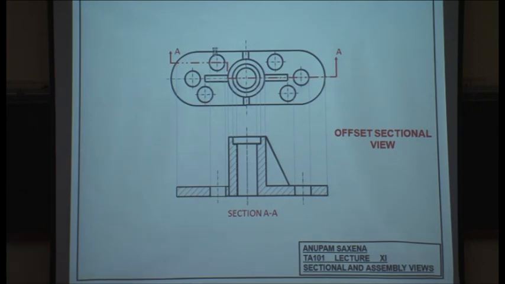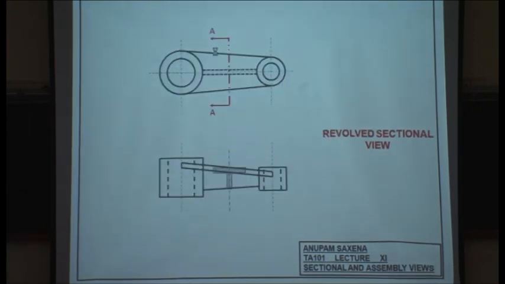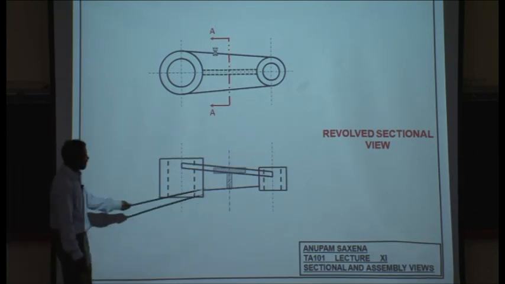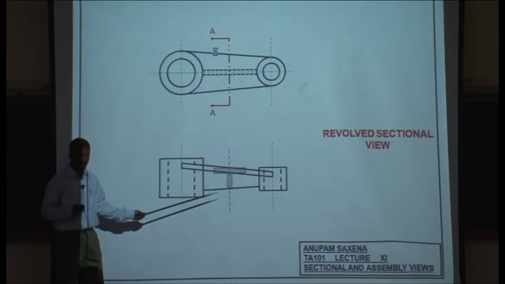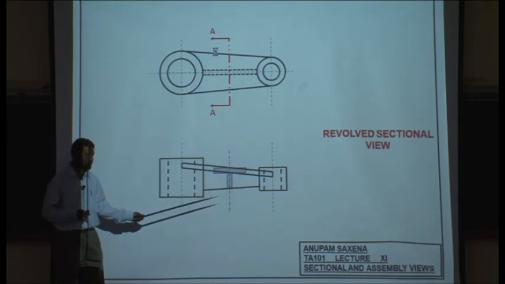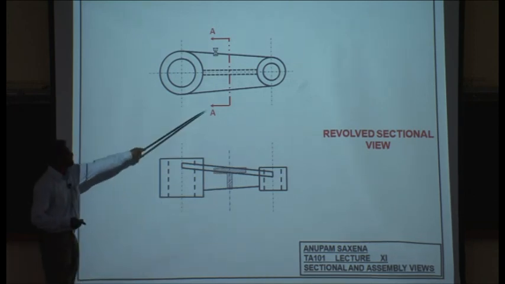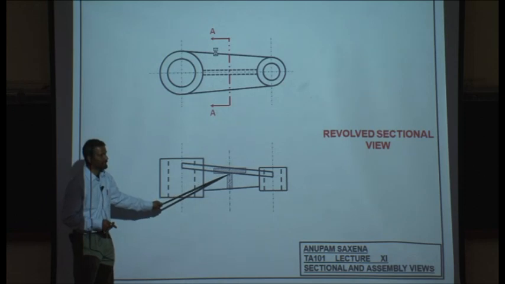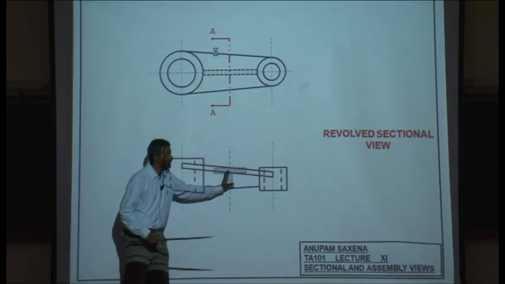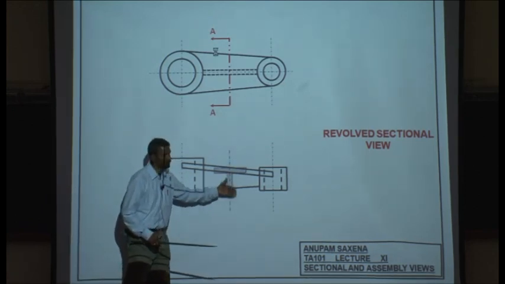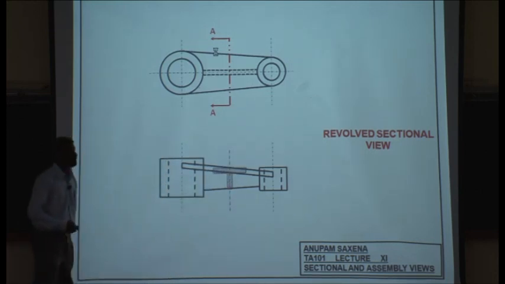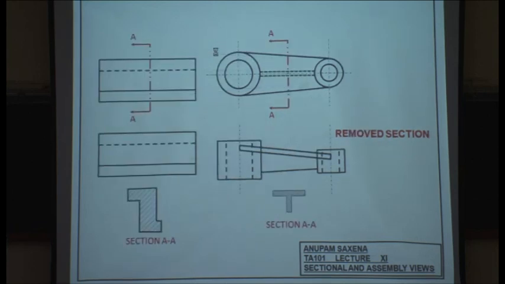Full section, half section, offset section, revolved section. This is an option that you choose to show the cross section of an object. Not the section of an object, but the cross section of an object at some chosen section plane. Revolve the cross section to show that on the front plane. Fourth option. Fifth option, removed section, very similar to revolved section.